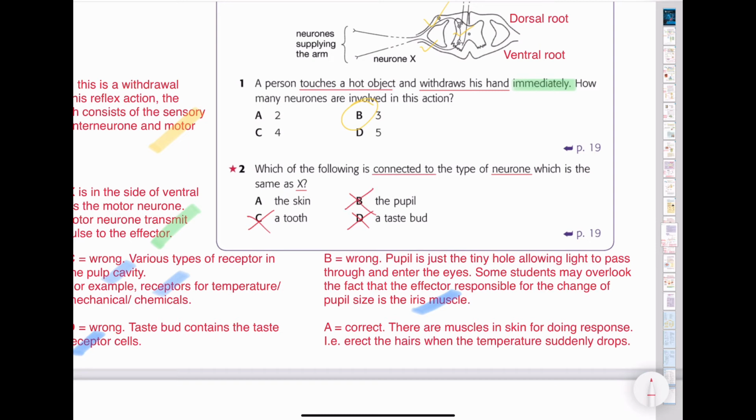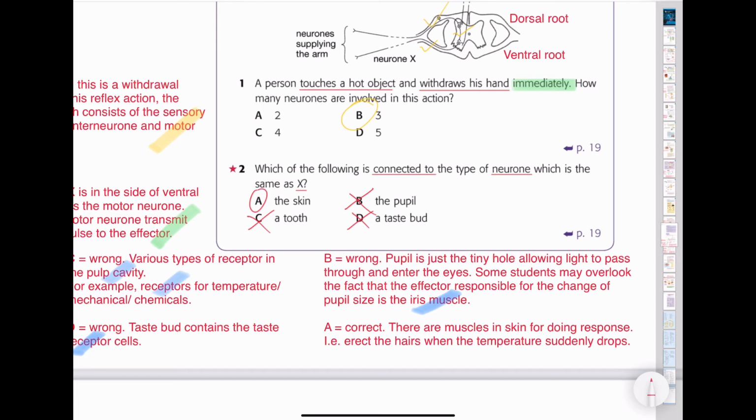And then answer A is correct. Why? For the skin, you may think that there should be some receptor for the temperature change, for the touching, something like this. But in our skin, there are also some muscles as an effector. They can erect the hairs when the temperature suddenly drops.